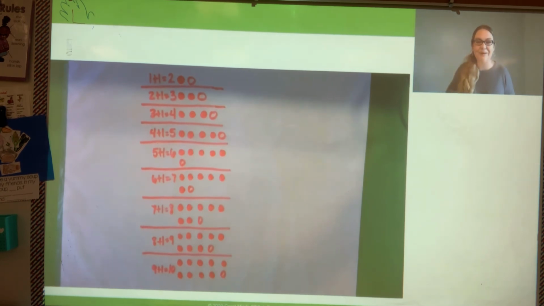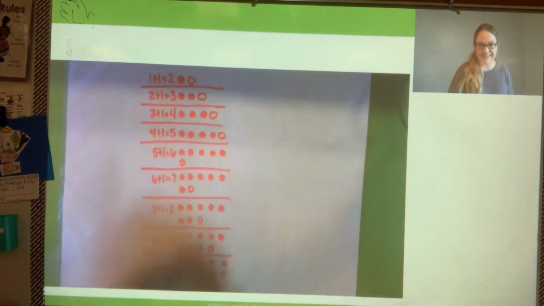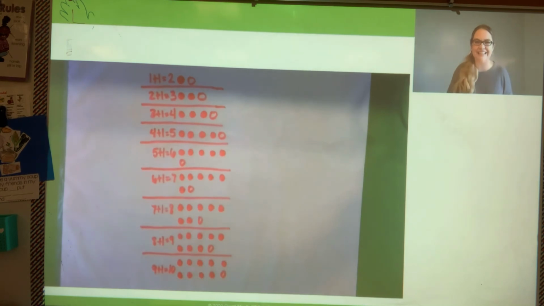Very good. I heard one of my friends say, it's a lot like the work we did on the number path when we moved up one more. When we added one empty circle, it took us to the next number. And one more is the same as plus. Look at all of those plus signs. So let's read all the number sentences that we made.